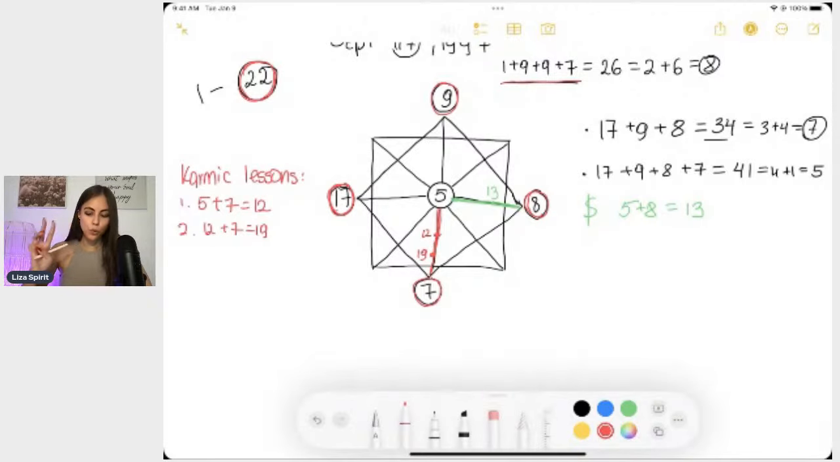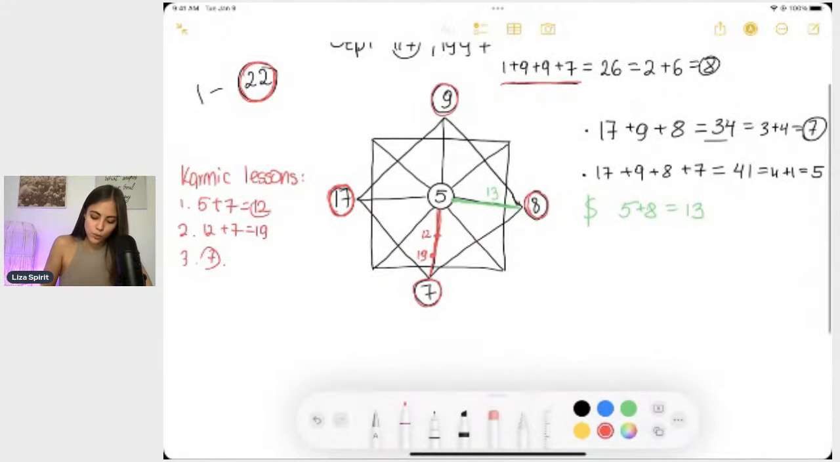So in total, we have 3 numbers. Number 7, 12, 19, and 7 for our main karmic lessons. Okay? Now we can move to the next numbers.